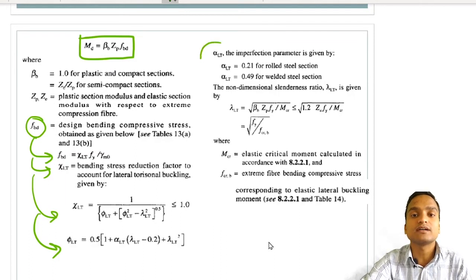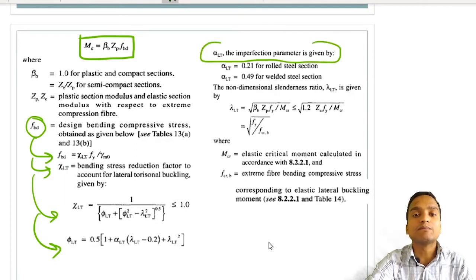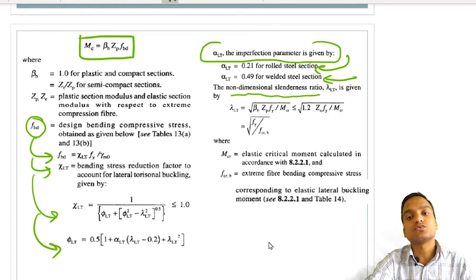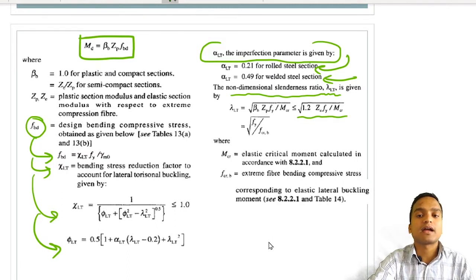So αLT is the imperfection factor, and if we have used rolled steel section, then we have to use αLT equal to 0.21, and for welded steel section αLT is 0.49. Now what is the non-dimensional slenderness ratio λLT here? λLT is equal to root of βb Zp fy by Mcr, and it should be less than this value, or it can be equated with root of fy upon fcrb. So Mcr is the elastic critical moment and fcrb is the extreme fiber bending compressive stress.